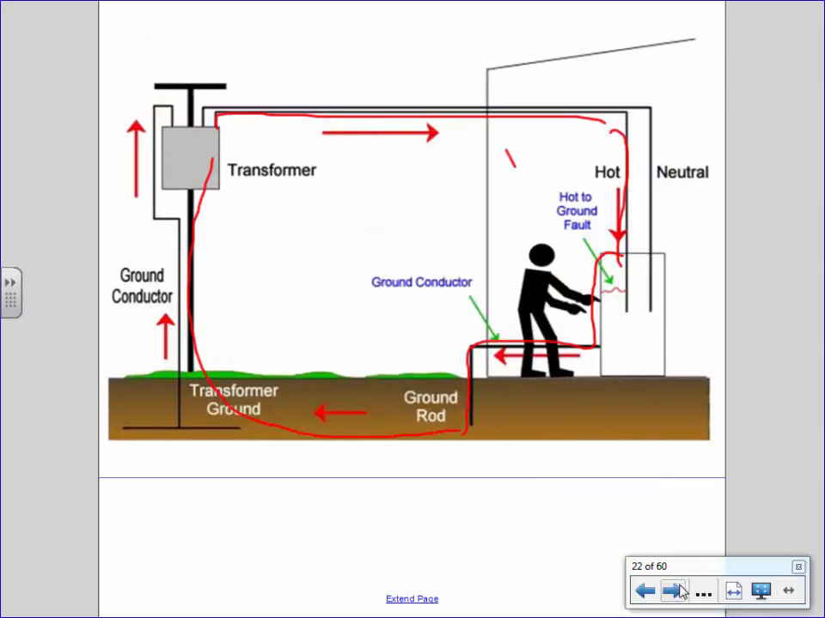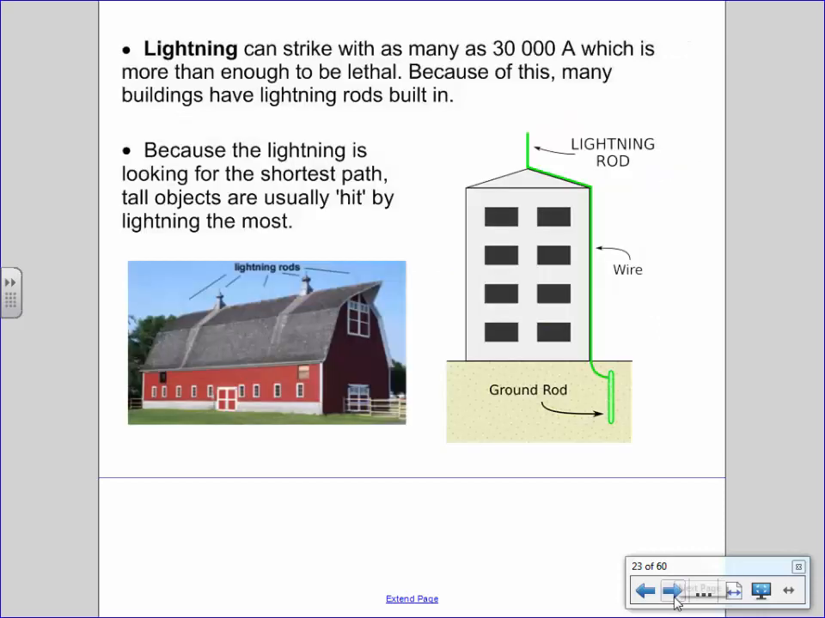Never cut those off. If you have one of those three-prong plugs and you only have a two-piece outlet to put it into, get the proper extension cord. Don't mess around with that.